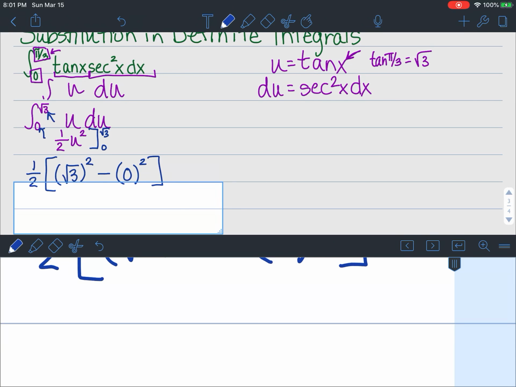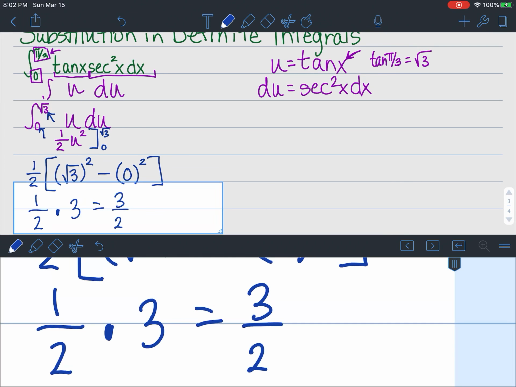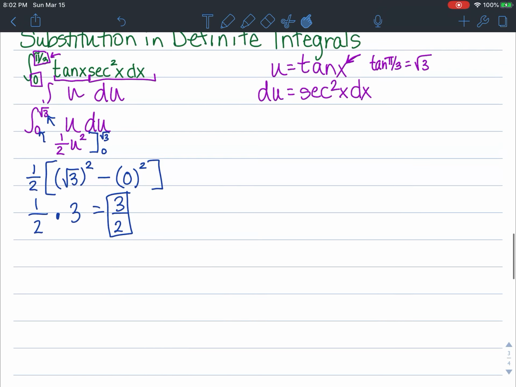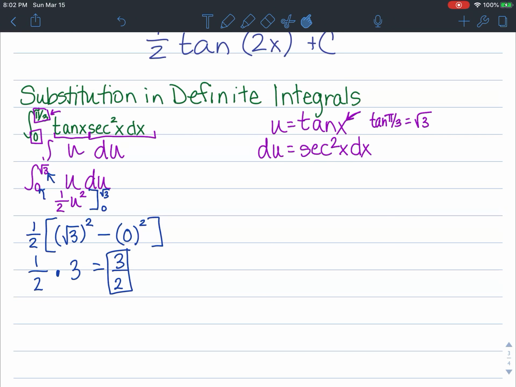So this is going to be 1/2 times 3, or 3 over 2. What you could do, if you don't believe me, is you could type this original integral into your calculator and you could see what you get. But I'll bet you're going to get 3 over 2.